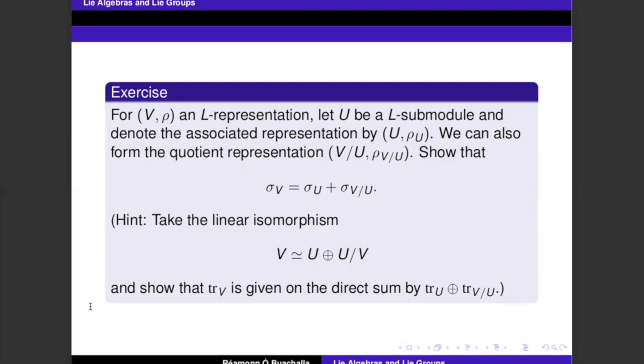So we take an L representation, where let U be a submodule, and we denote the associated representation by, which is to say, you know what I mean, the restriction of the representation to U. We denote that by this pair here. We can also form a quotient representation. Whenever we have a submodule, we can quotient the representation by the submodule and get a new representation, which we denote by this. Now, what you should show is that both of these are representations.